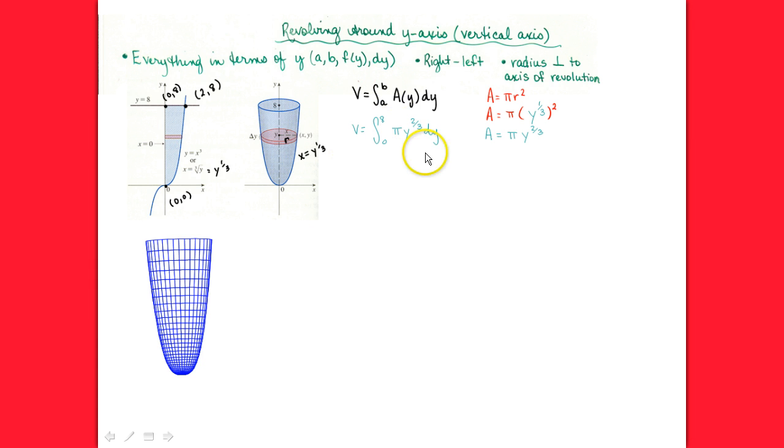When we laid this out by common sense, notice that everything ended up being in terms of y. Our upper and lower limits of integration, our equation was in terms of y, and we had that dy on the end. We also, to find our radius, did right minus left, and our radius was perpendicular to the axis of revolution. So again, this setup will be your final answer when we do our test, but I did go ahead and work that out for you so that you could see it.